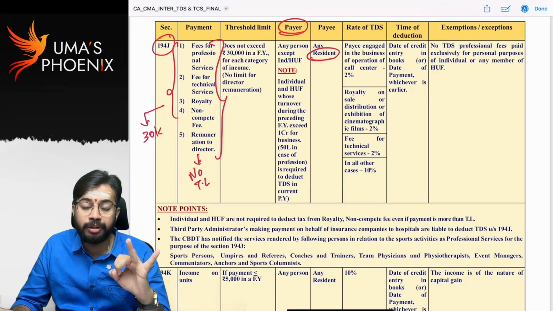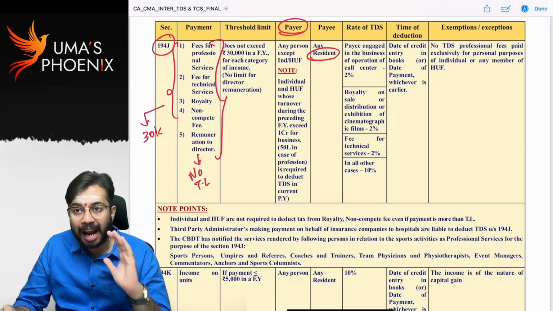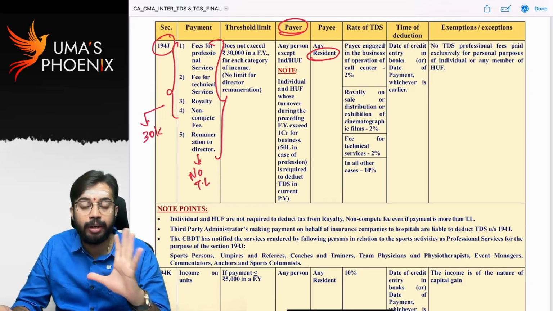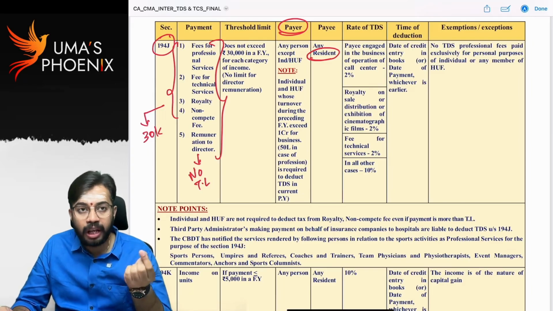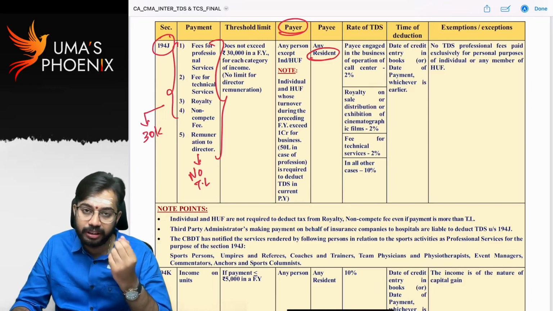194C, 194J, very, very important. Listen 1 or 2 times. Practice and then only go. 194C, 194J, 194I. Don't go to the examination without studying these provisions. Only if these payments are made to a resident, then only TDS is required to be deducted under section 194J.